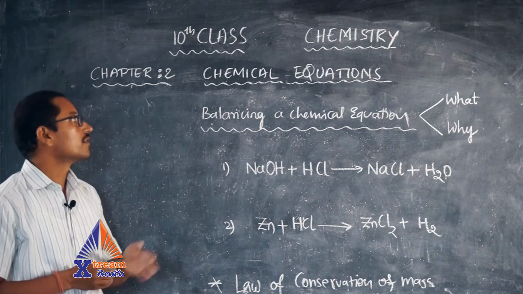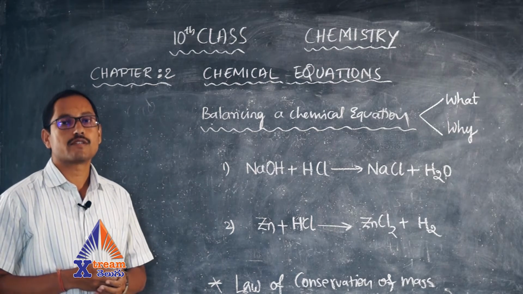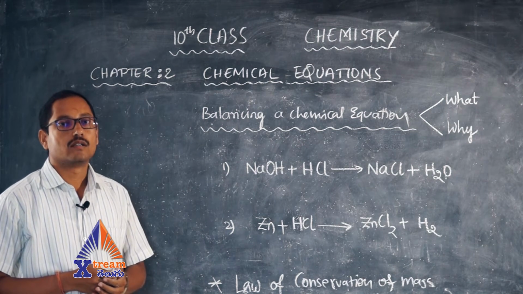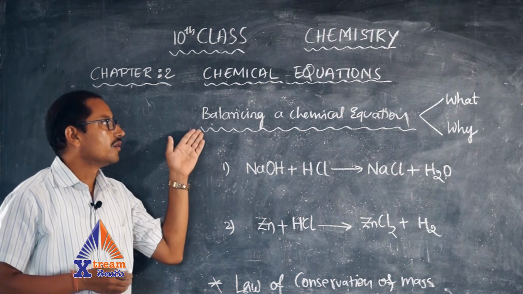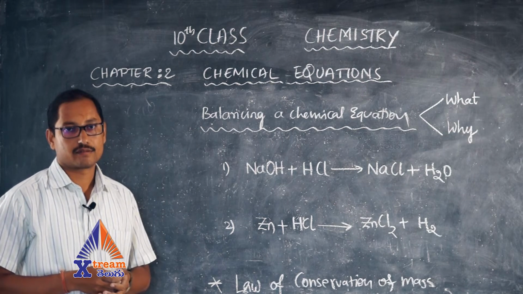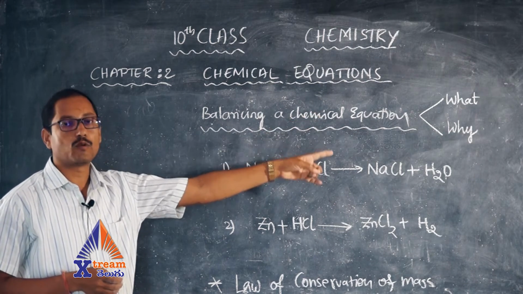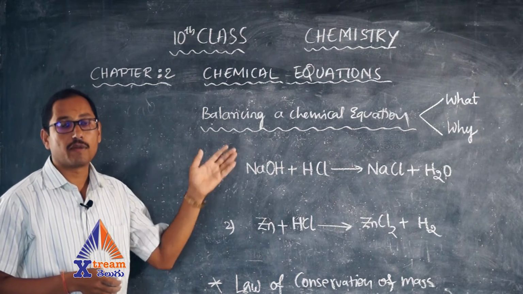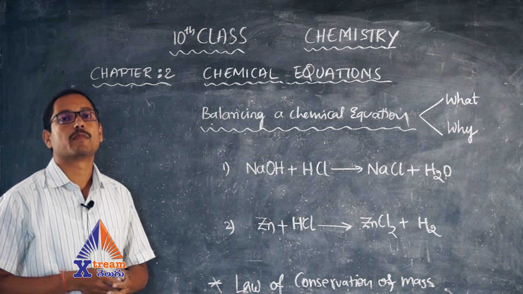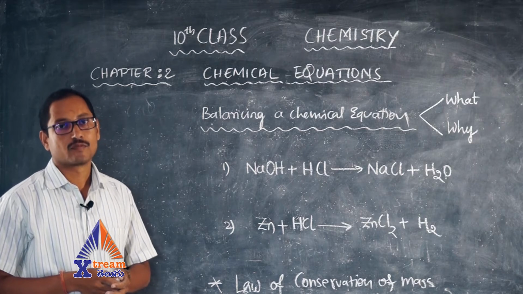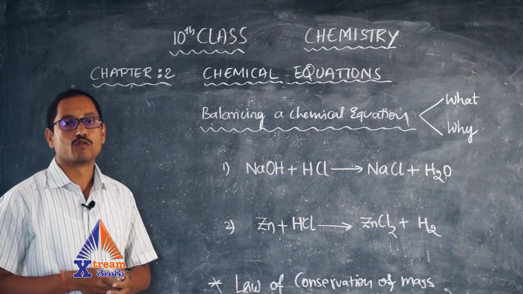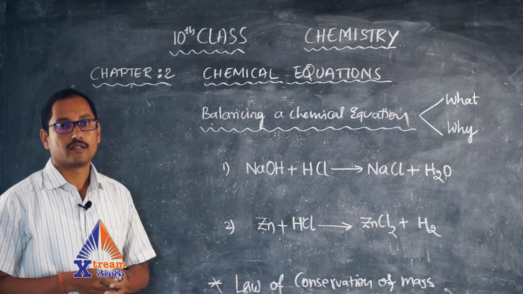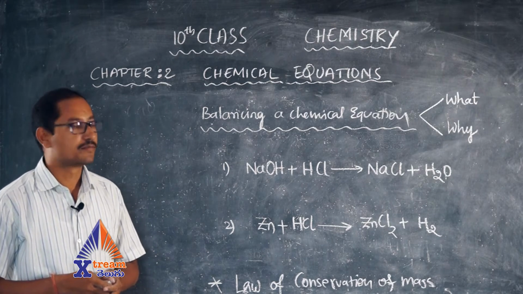Today's topic is the second chapter, chemical equations, under 10th class chemistry, and the topic in focus today is balancing chemical equations. There you can see what and why are written. That means today we are going to see what is the meaning of balancing a chemical equation and why a chemical equation is to be balanced. This is a very important 2 marks question in 10th class chemistry. So try to understand with utmost concentration.